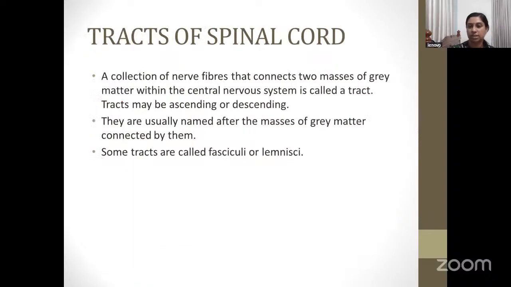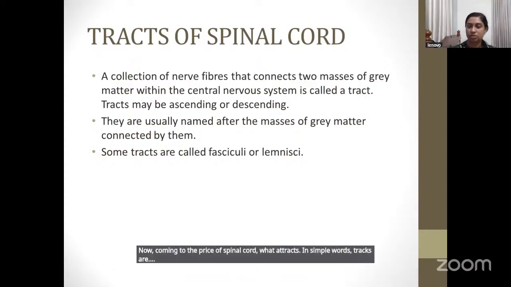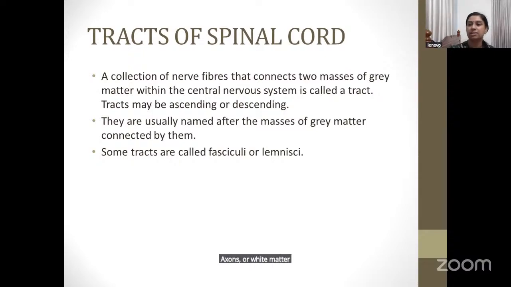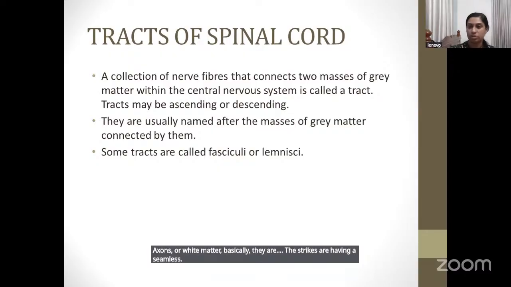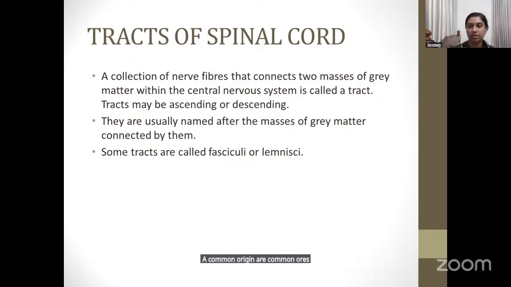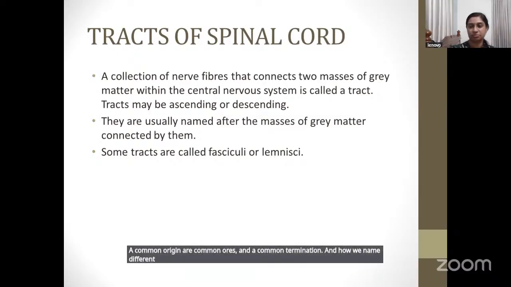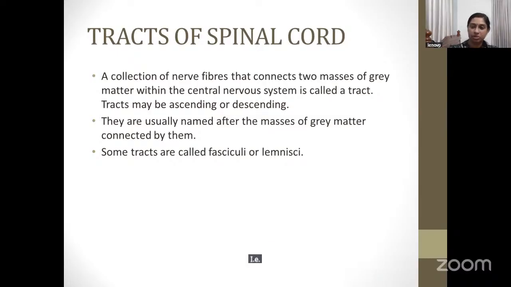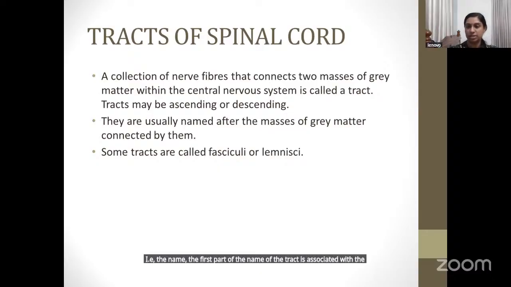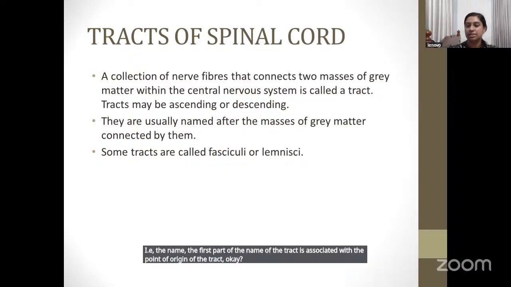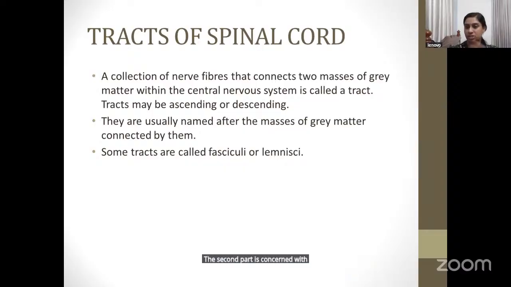Now coming to the tracts of the spinal cord. What are tracts? In simple words, tracts are axons or white matter. Basically, these tracts have a common origin, a common course, and a common termination. And how do we name different tracts? The first part of the name of the tract is associated with the point of origin of the tract. And the second part is concerned with the point of termination.